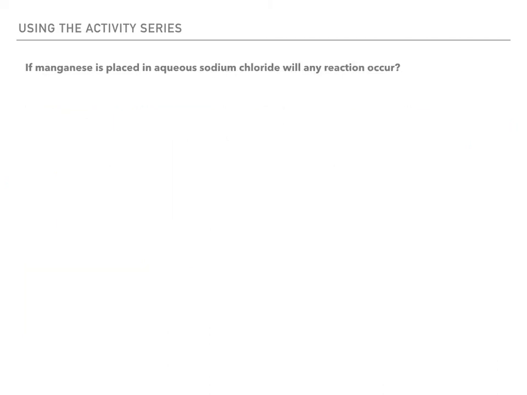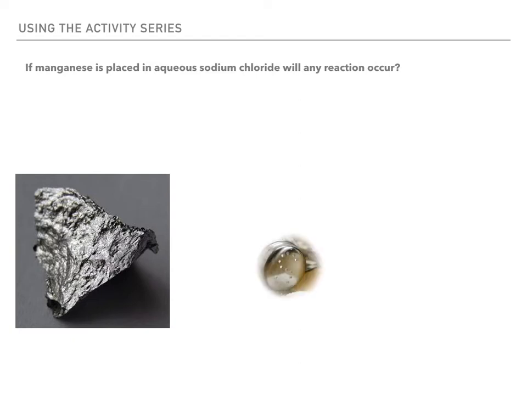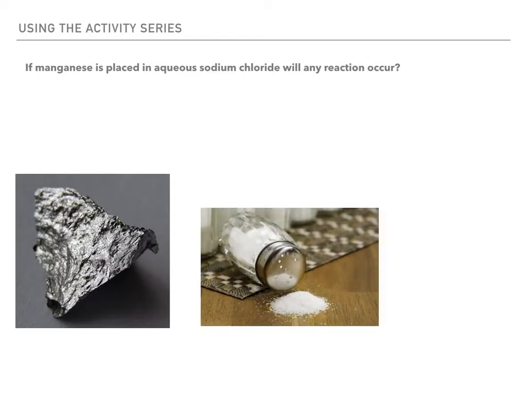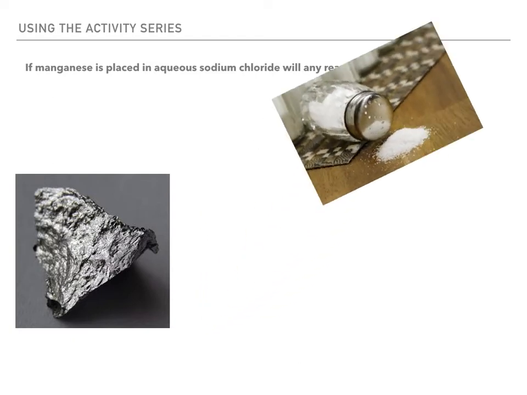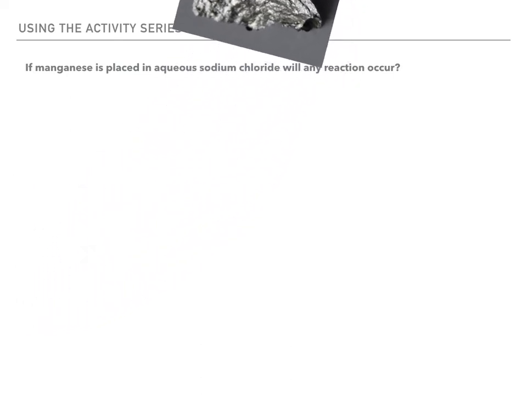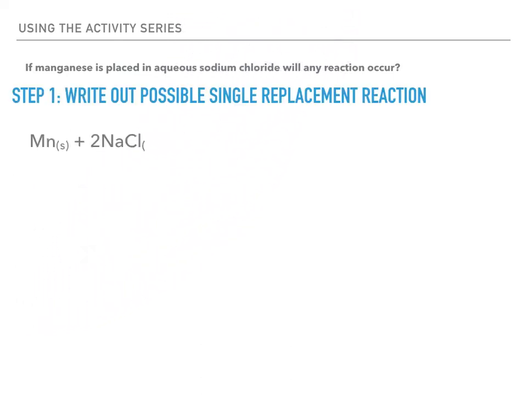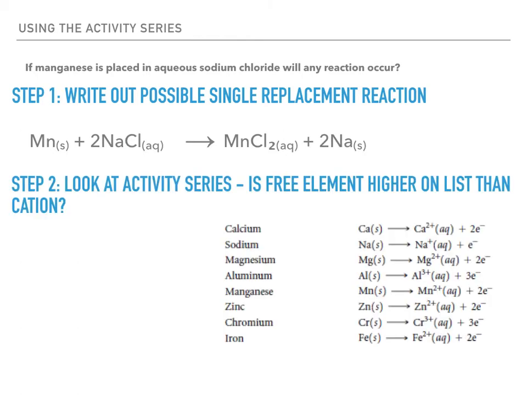For our next example, we are asked to determine if a reaction will occur when manganese is placed in aqueous sodium chloride. Manganese is a metal, and sodium chloride is an ionic compound that is commonly known as table salt. The first thing to do is write out our possible single replacement reaction, and then check out our activity series. We first find the free metal, manganese, and then we find the metal in the compound, sodium.